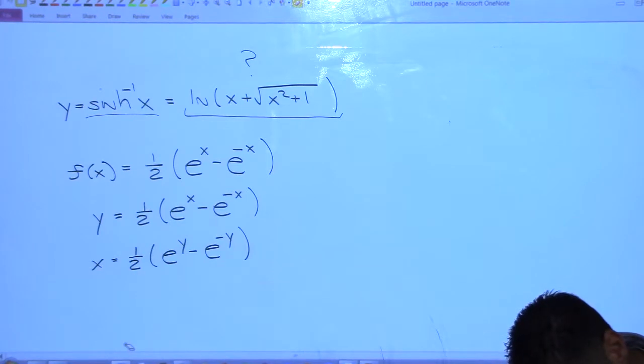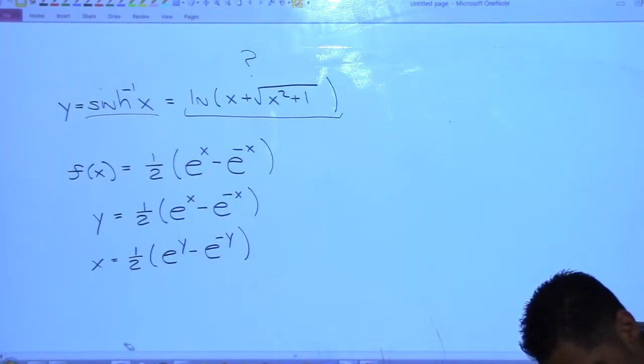So we multiply by 2. So this half is going to be here. So 2x equals e to the y minus e to the negative y. And then we're going to take the natural log of both sides. Natural log of 2x equals y plus y.